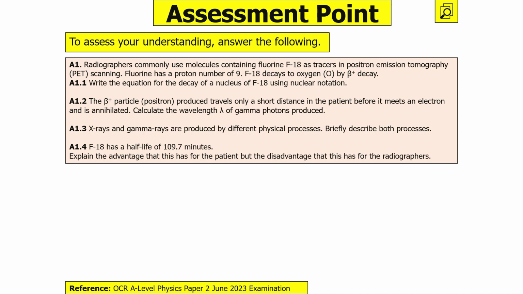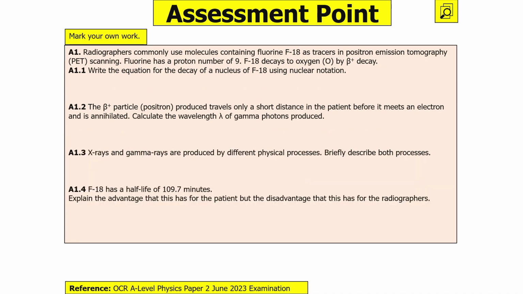X-rays and gamma rays are produced by different physical processes. Briefly describe both processes. F18 has a half-life of 109.7 minutes. Explain the advantage that this has for the patient, but the disadvantage that this has for the radiographers. So pause the video now, and then unpause the video when you want to go through your answer.